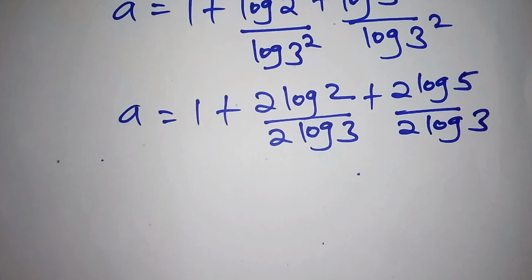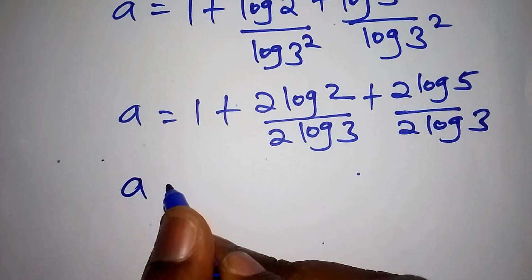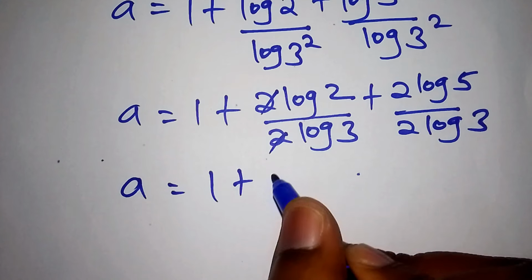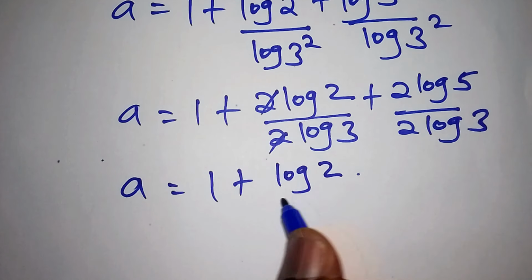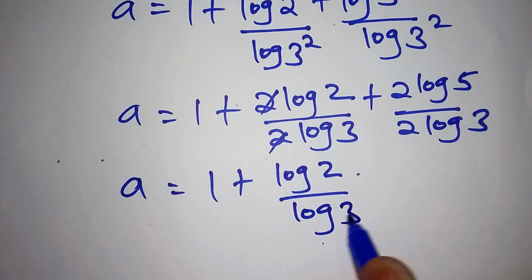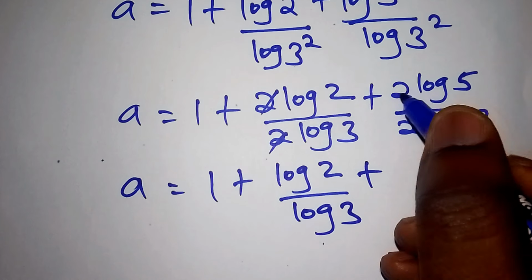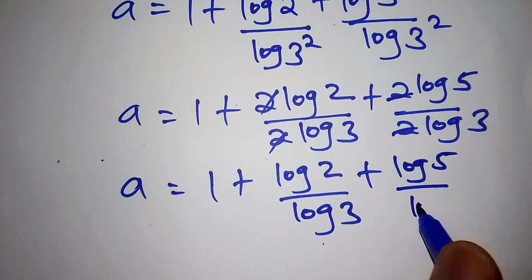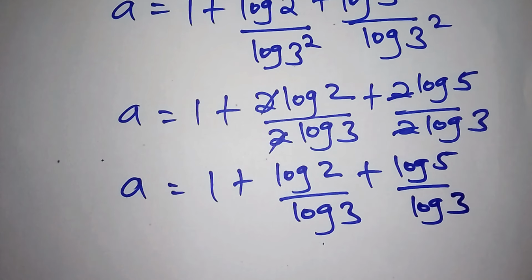So next we shall say that the value of a is equal to 1 plus, so the 2 by 2 shall cancel, so now we shall have log 2 all over the log of 3, then add 2 by 2 shall cancel, now we shall have the log of 5 all over the log of 3.